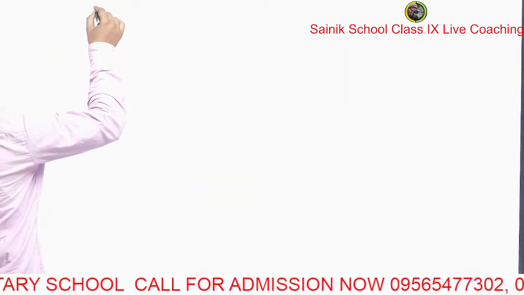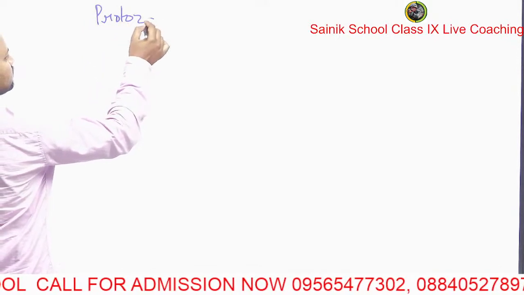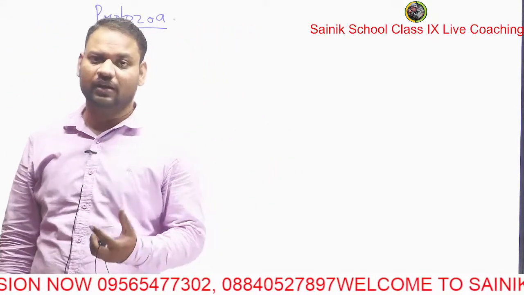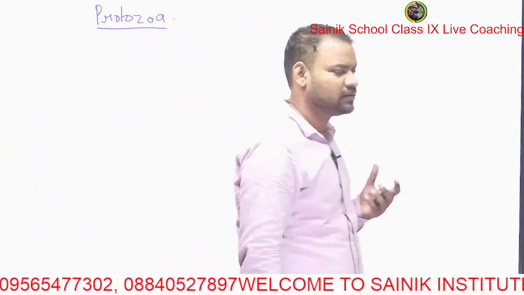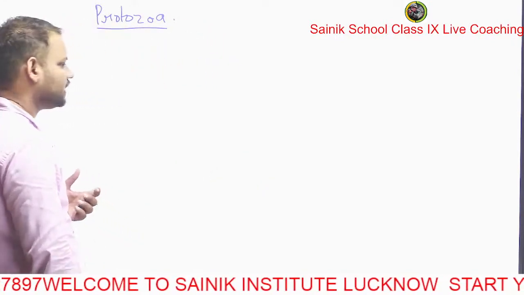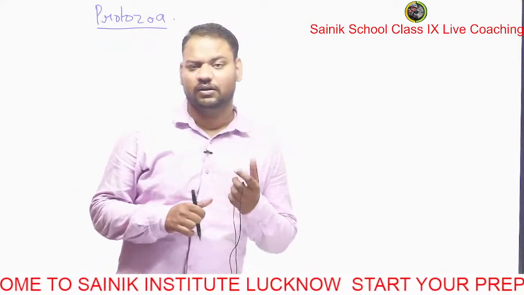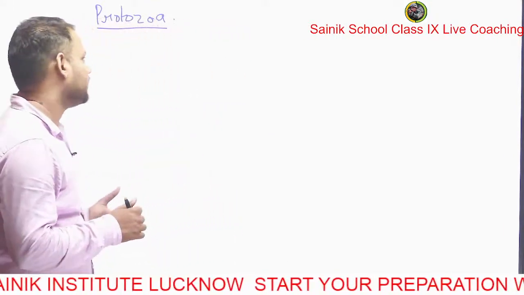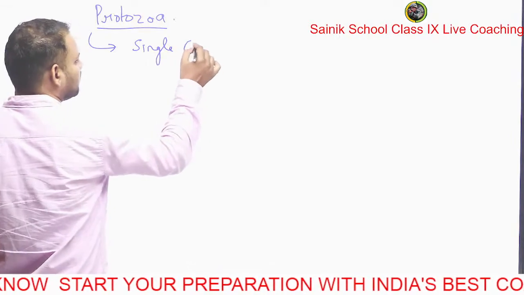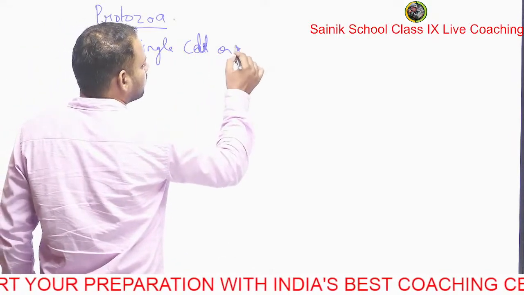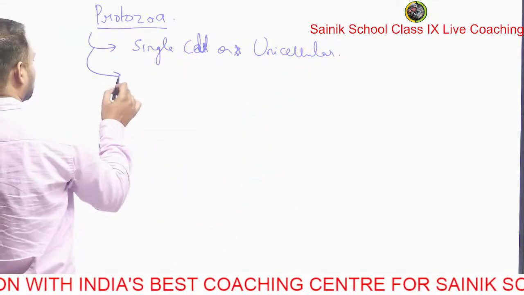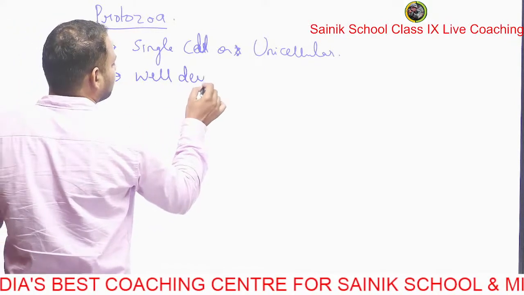Next, protozoa. Protozoa is a phylum in animal kingdom which comprises eukaryotic unicellular organisms. Eukaryotic unicellular organism means there is a single cell in which a well developed nucleus is present. All right. Single cell or unicellular. Well developed nucleus.